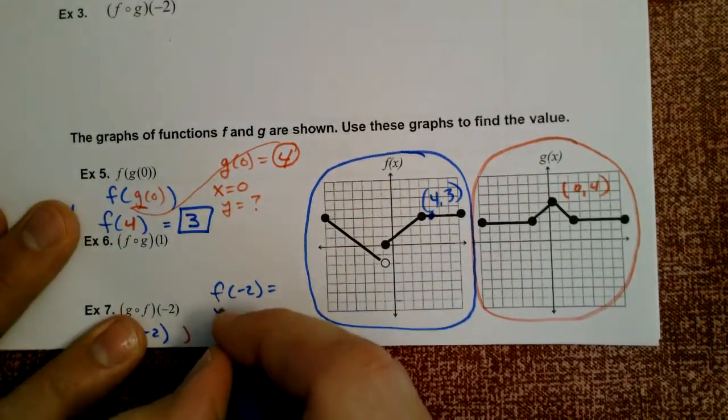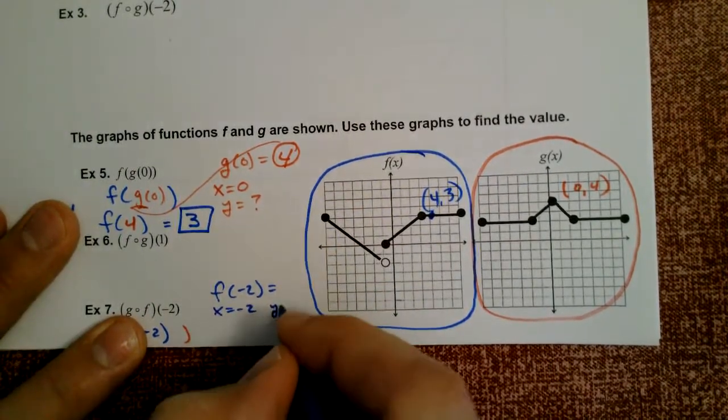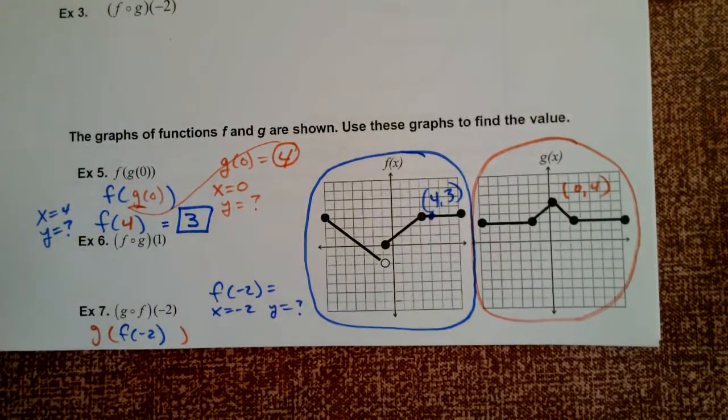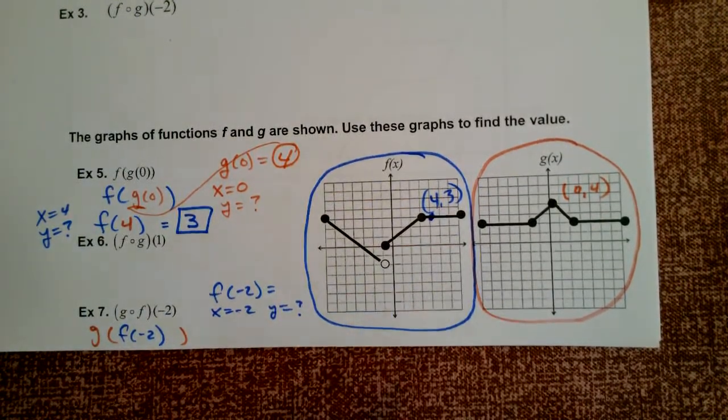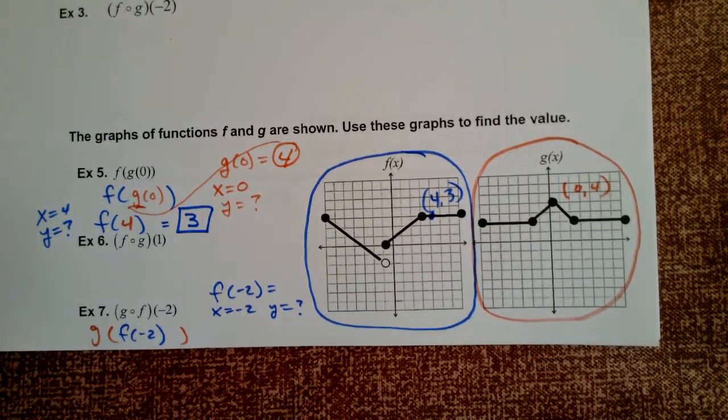So again, the idea is, well, x is negative 2. What's the y value? That's the question. So what graph do I go to? Do I go to the blue one or do I go to the red one? Do I go to F or do I go to G? Which one do you do?